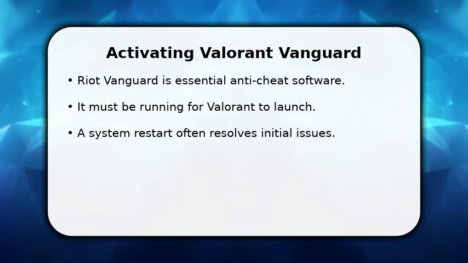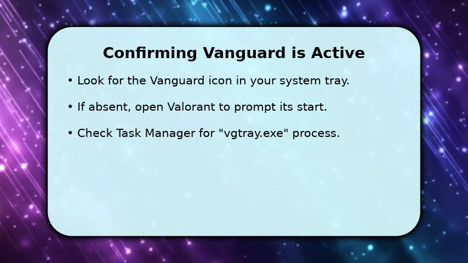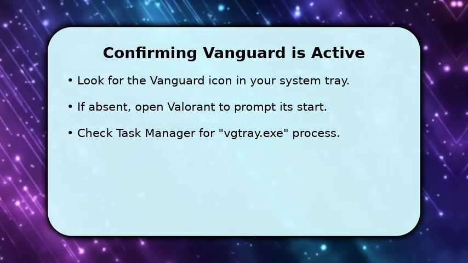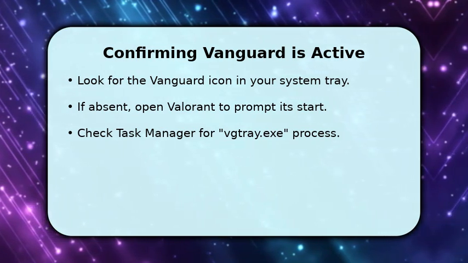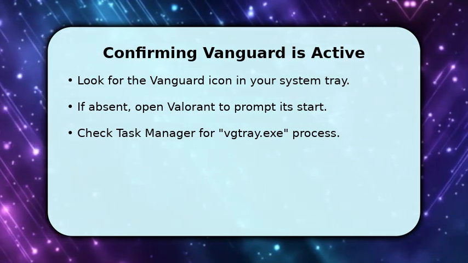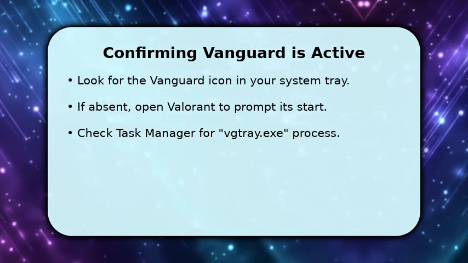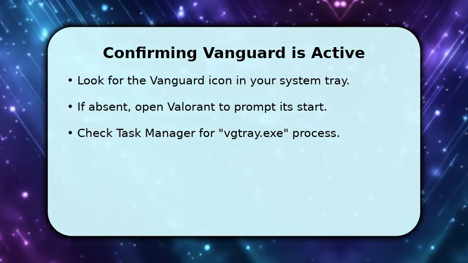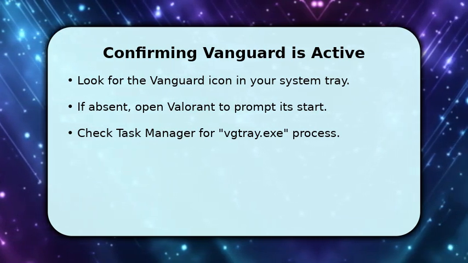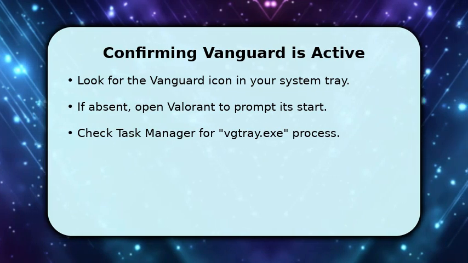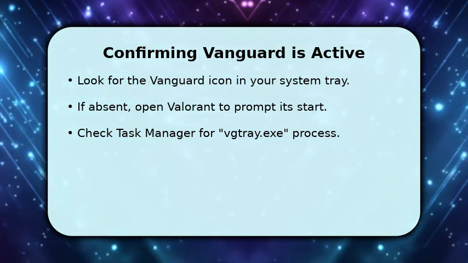the game. Once your computer restarts, check your system tray, usually in the bottom right corner, for the Riot Vanguard icon. If you don't see it, try launching Valorant directly. The game client should automatically attempt to start Vanguard. You can also confirm it's running by opening Task Manager and looking for the VGTray.exe process under the Details tab.